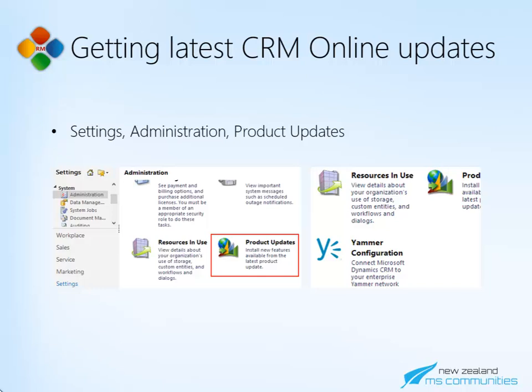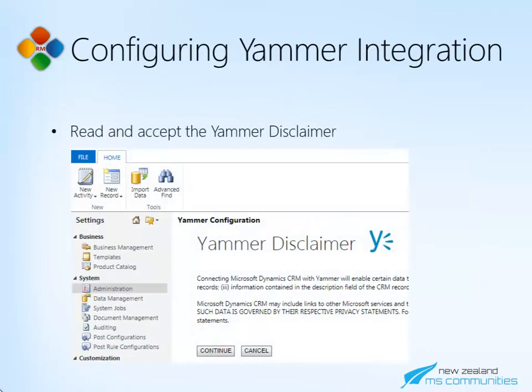To get the latest CRM updates, go into settings and administration. You should be able to see if you've got that Yammer configuration below resources in use, then you'll know that you've got that latest update. If you don't see that, or if you just want to make sure you've got the latest updates, click on product updates, and it'll tell you if you've got the latest updates. If not, then just go through and install those, and then when you come back into administration, you should be able to see that Yammer configuration at the bottom. Click on that Yammer configuration, and that'll take us to actually setting it up. It'll ask us to read that disclaimer, so accept that, and then click on continue.